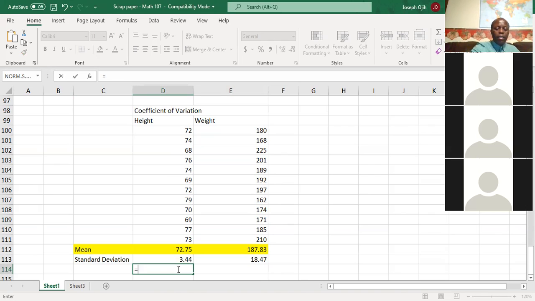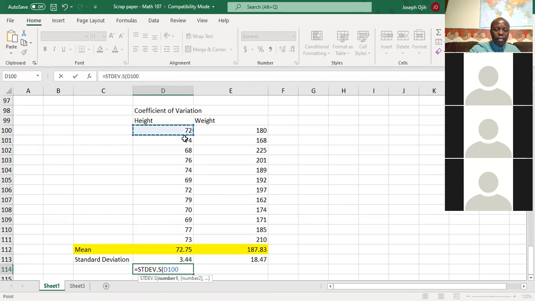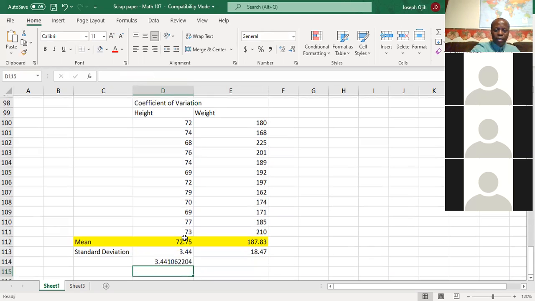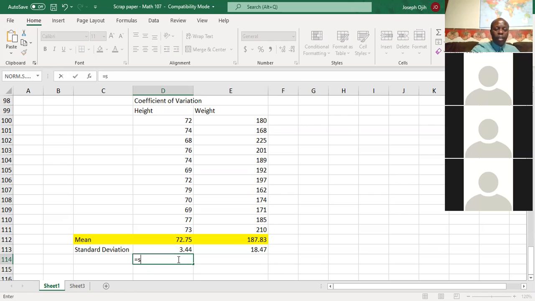Start with STDEV.S. We are using it. Double click on this, then highlight this. Okay, close it. Enter. I highlighted it and then everything changed to the first number, like the whole column changed to 72. Maybe you highlighted 72 by mistake. So just do it the way I do it now.